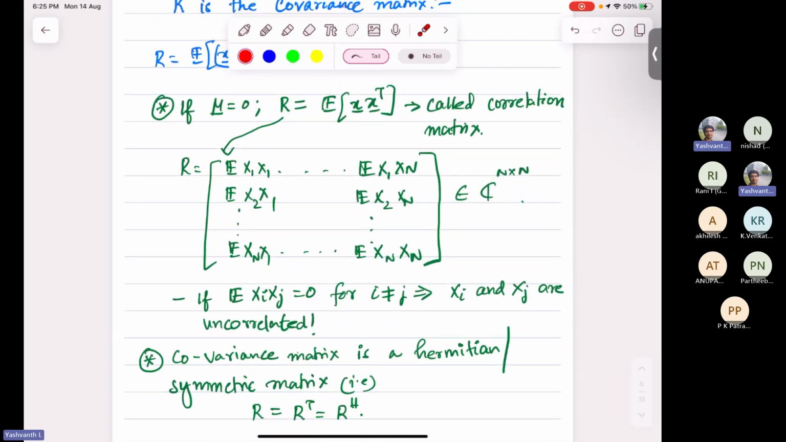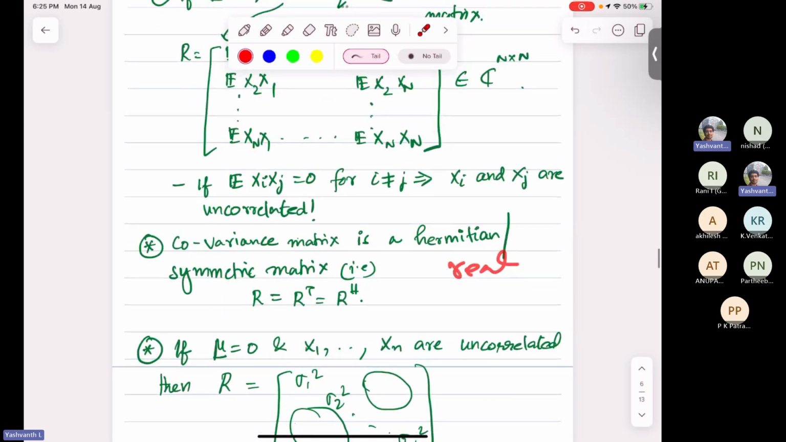And one property of the covariance matrix is that it is a Hermitian matrix, meaning that a matrix is said to be Hermitian if this particular condition is satisfied: R equal to R Hermitian. But in case the covariance matrix is a real matrix, that is, comprising all real numbers, then R equal to R transpose equal to R Hermitian. All are equivalent. A covariance matrix is always a symmetric matrix or a Hermitian matrix. Yes, is there a question?